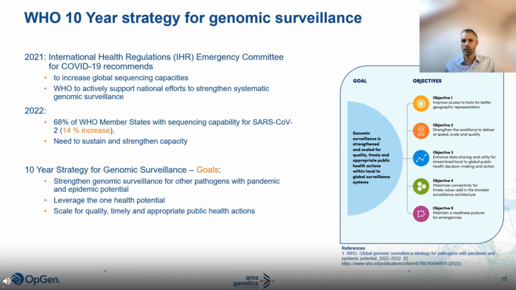This is good news, but it means that there is now the need to sustain the gains made and strengthen WGS capacities further. In response, the WHO has just published a 10-year strategy for genomic surveillance. The goals of the strategy are to strengthen genomic surveillance for pathogens with pandemic and epidemic potential, including for AMR pathogens, and to scale genomic surveillance for quality and for timely and appropriate public health actions within local to global surveillance systems.